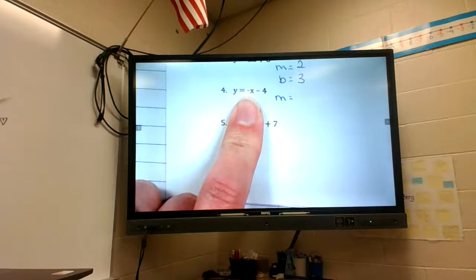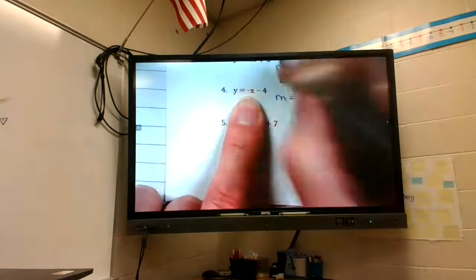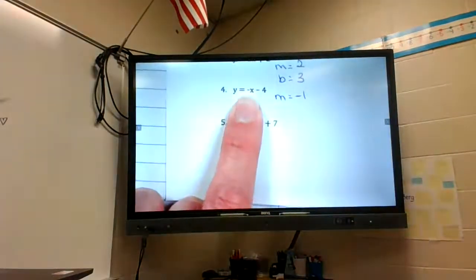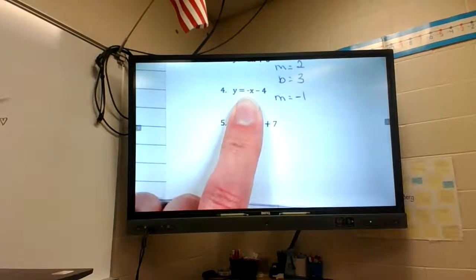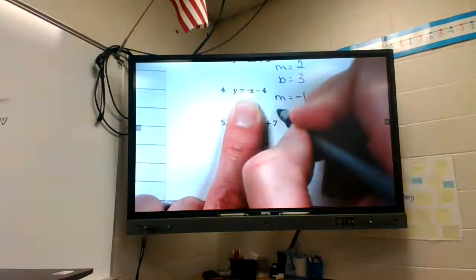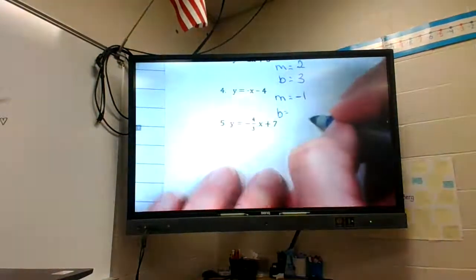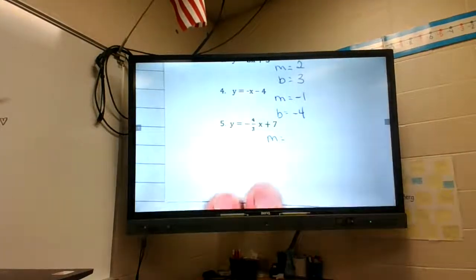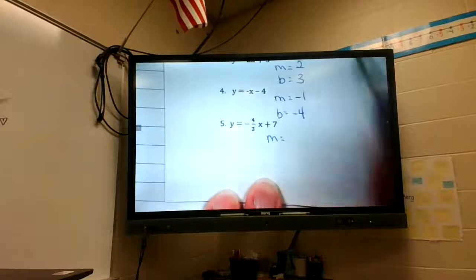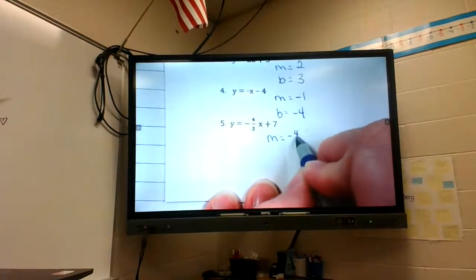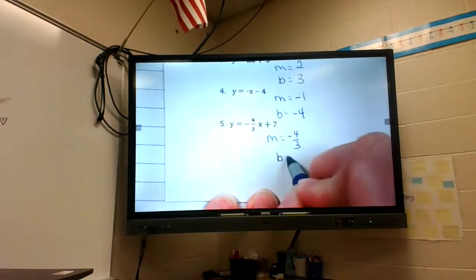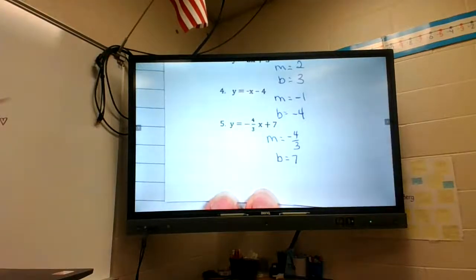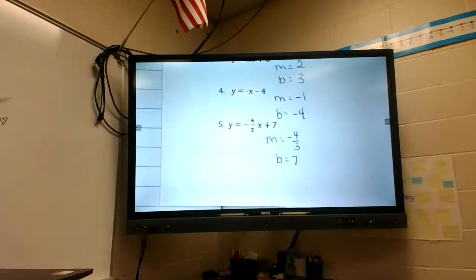Negative x. You have to take the negative with it. It's a -1. You were all right that when there's not a number in front of the variable, it means 1. But you have to pay attention to the sign. That's -1. What's the y-intercept, everybody? -4. Number 5, what is the slope, everybody? -4/3. And what is the y-intercept? 7. Fantastic. What questions do you have over identifying?